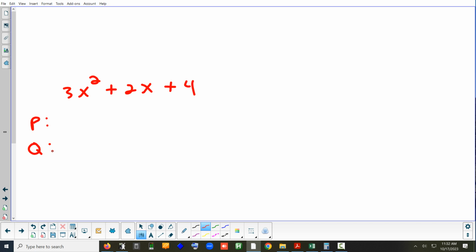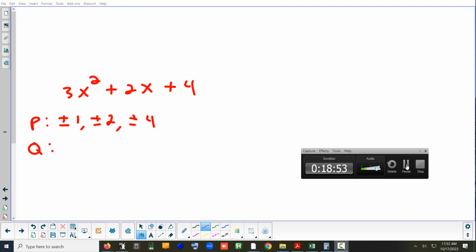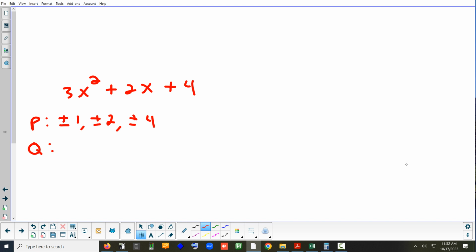What are the possible answers for P in this one? What are the factors of the constant? Yep. 1, 2, 4, and its negatives. So not as many as last time. 1, 2, 4. And then let's list the Q. What are your possible factors for Q? Yep. 1 and 3 is the right number. That's more typical of the P's and Q's. That's a lot less than the last one.